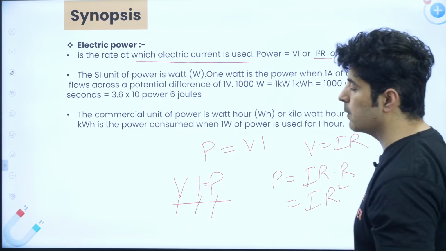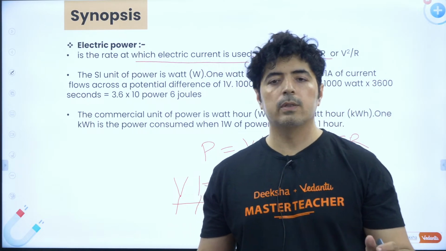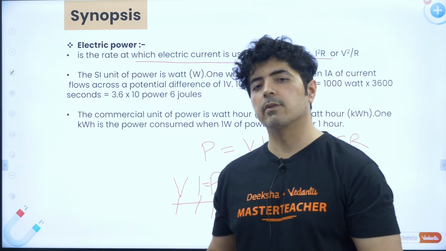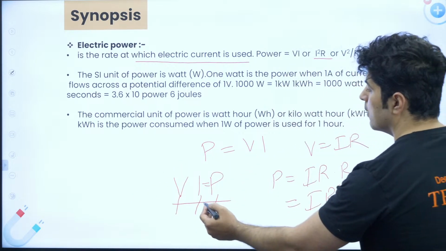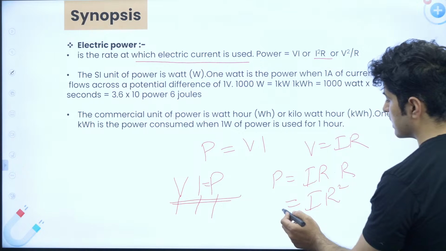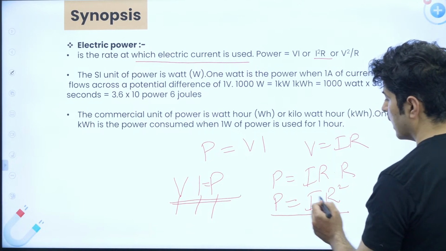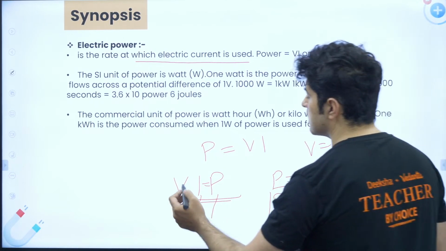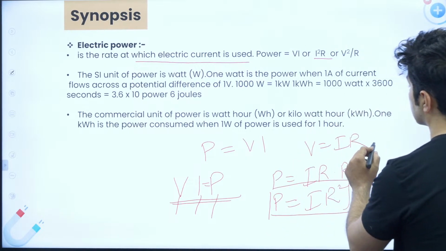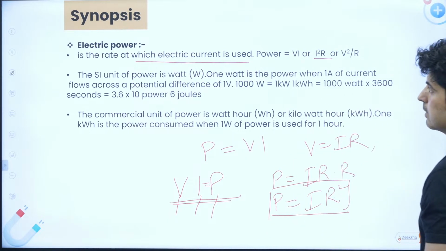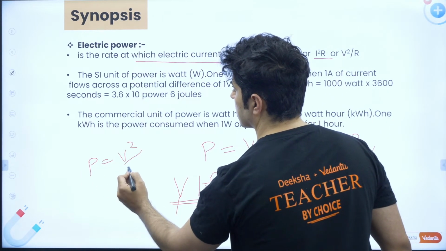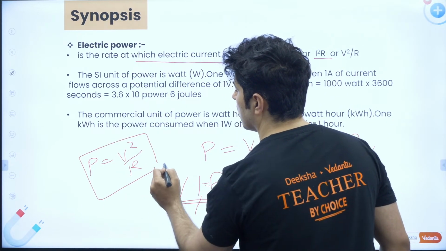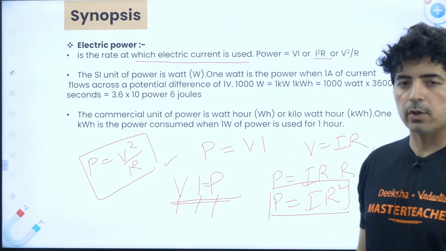There are three formulas for power you need to remember. All three are important and will be used in different cases, and I'll explain how and where. The first formula is P is equal to VI. The second formula is P is equal to I square R. And for the third formula, we can replace I with V by R, so our formula becomes P is equal to V square by R. These three formulas for power are very important for your board exams.